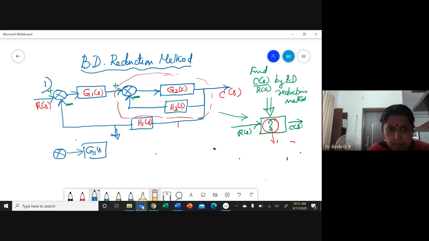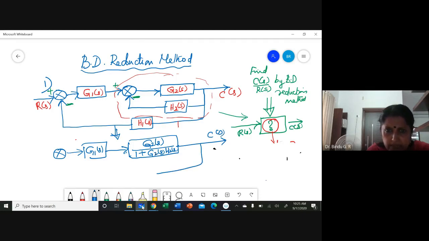G1(s). I'm going very slow. If you find that I'm going fast, you can tell me. Now, this is not there. This part I have modified as a single block as G2(s) divided by 1 plus G2(s)H2(s), and C(s). Now I have a single loop which is H1(s), minus, this is R(s), plus.